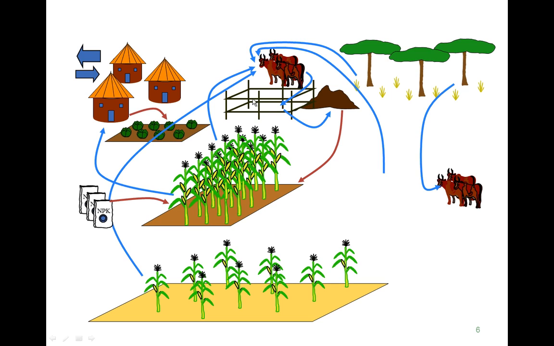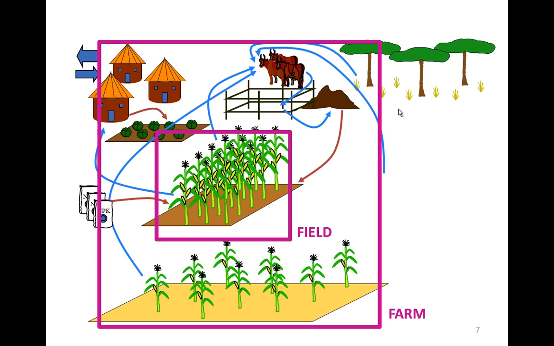Now, when we bring animals into the system, the picture starts to become a little bit more complex because we have animals roaming around. Some people might keep them in a kraal or in a stall, and then the manure that is produced, or at least part of it, will go back to the crops. As you see, the livestock graze in the rangelands, but it's not only the livestock of this farm that graze in the rangelands, but also the livestock from other farmers that might be grazing exactly the same rangelands in the village.